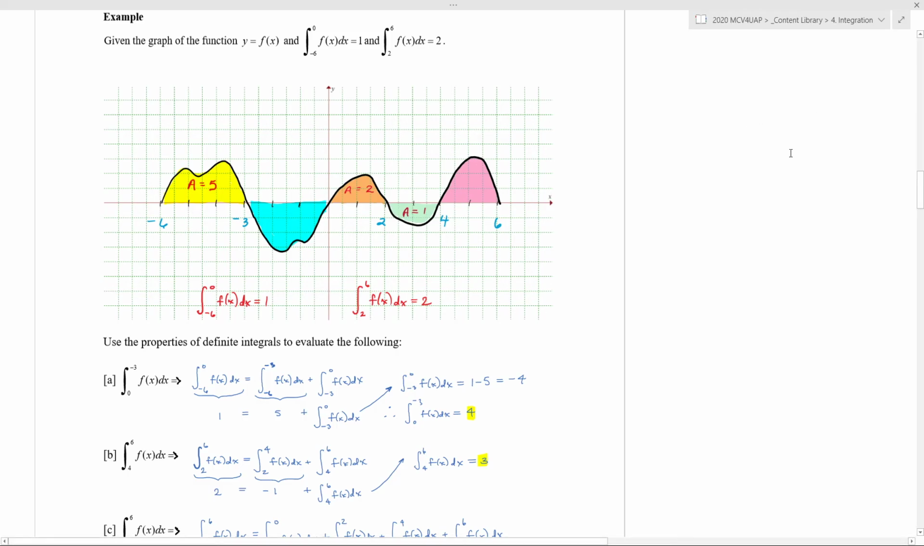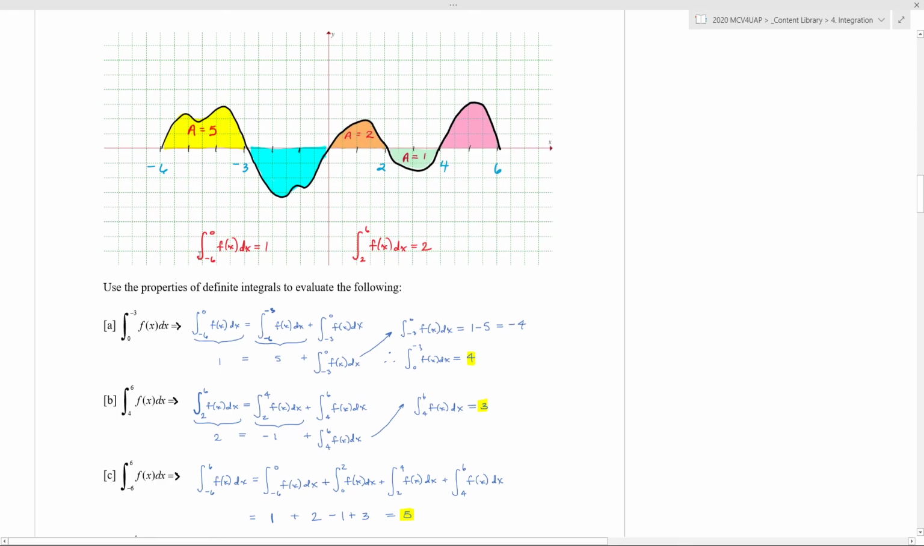Okay, so I'm just going to move down. I've written that information here under the graph in red. We're also given that the yellow shaded region has an area of 5. The orangey peach shaded region has an area of 2. And the green shaded region has an area of 1. That's all the information we're given, including the red integrals. And now we're being asked to evaluate those integrals there.